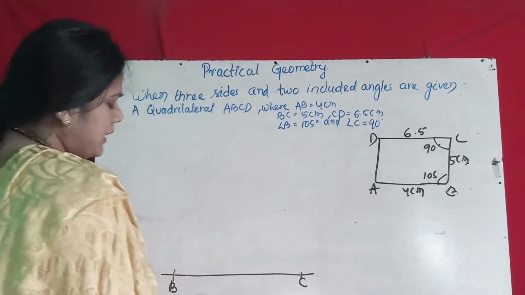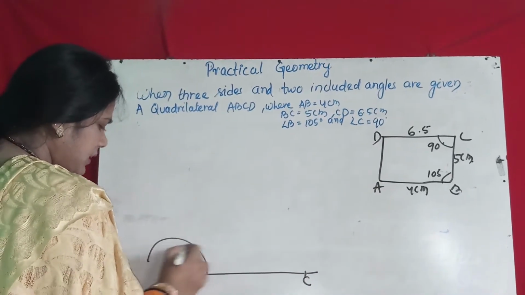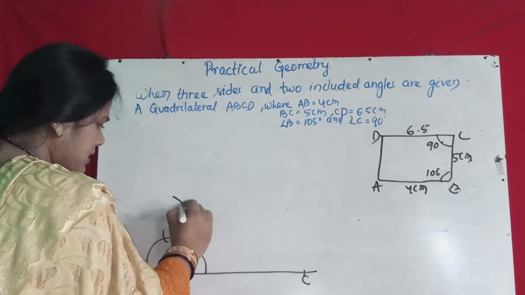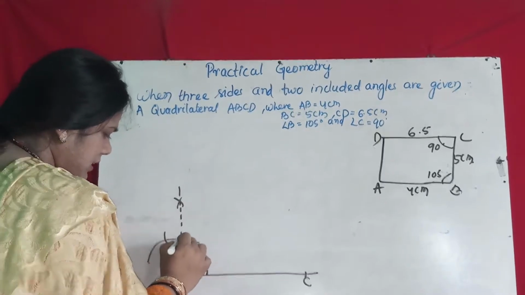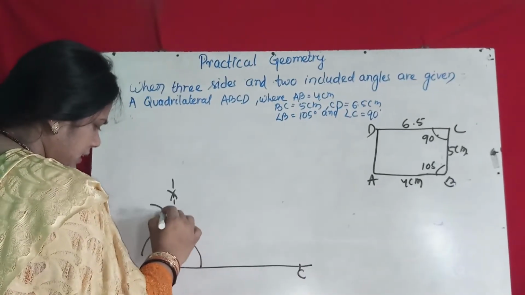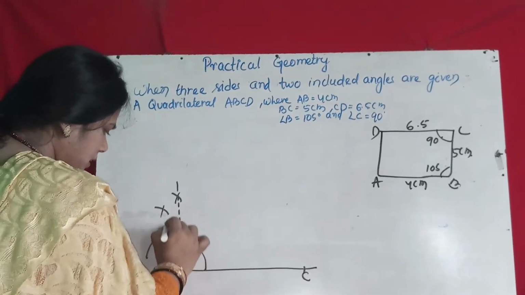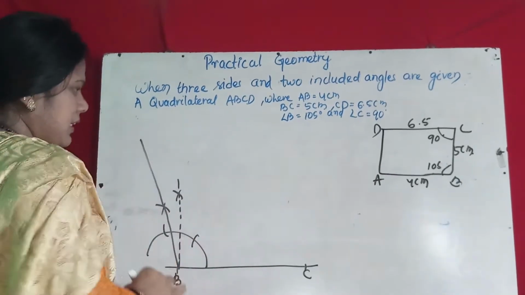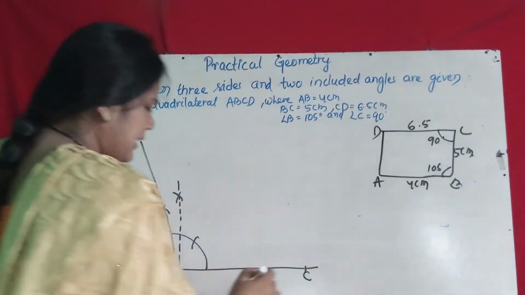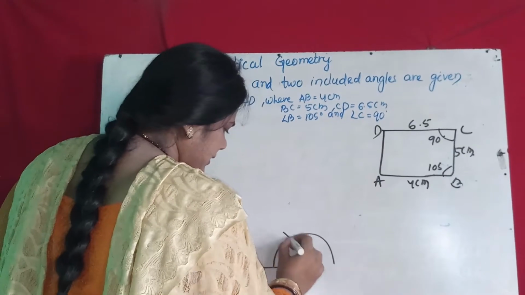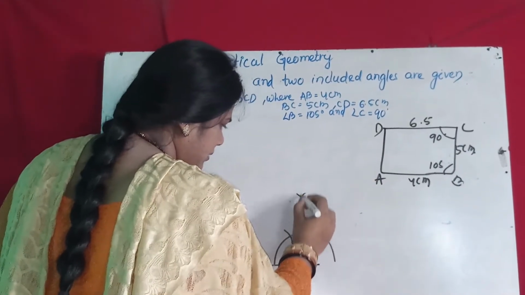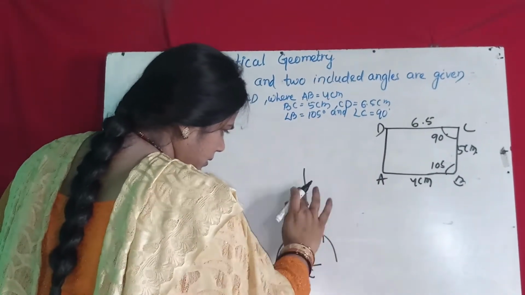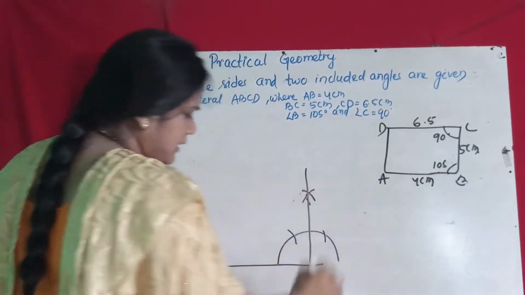BC. At B, 105 degree. First 90 degree, then again divide into two parts. At C, 90 degree. Divide this in two parts. 90 degree. Okay.